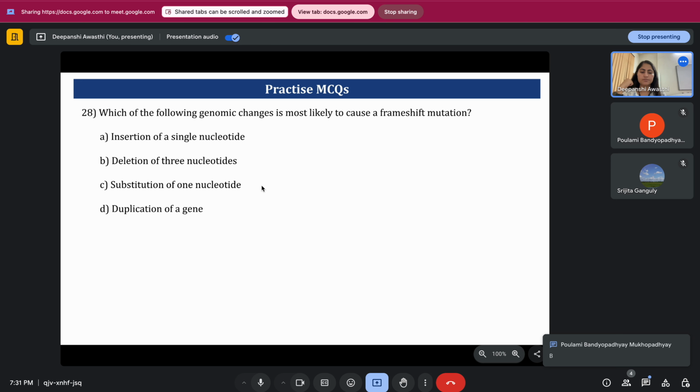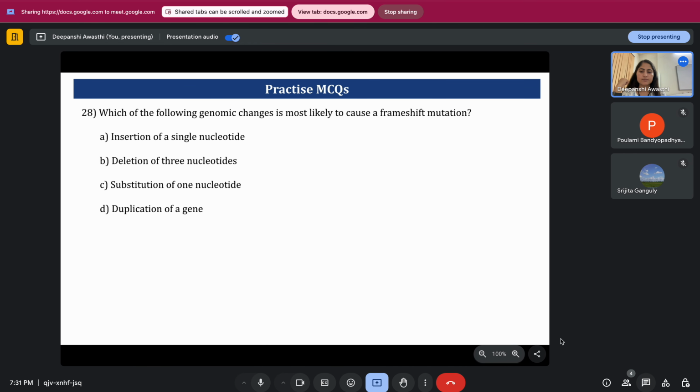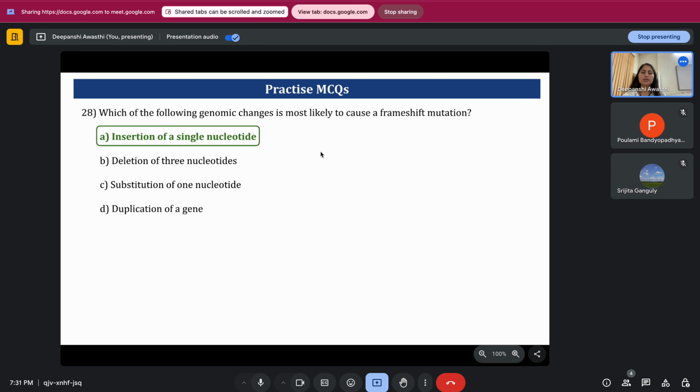Okay, so Polemy has mentioned option B, but the right option is option A, which is insertion of a single nucleotide. Okay, I have not mentioned it. Let me explain. What does frame shift mutation mean?